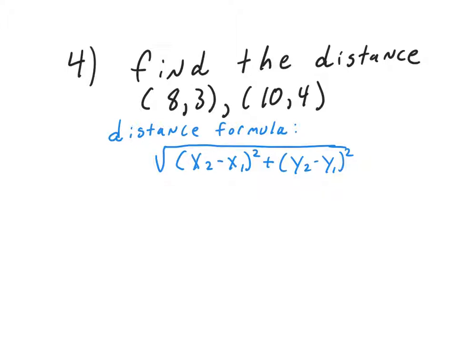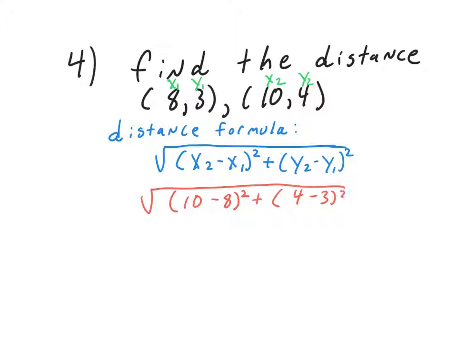So now all you have to do is plug the right numbers in. So this one up here, this would be x1, this would be x2, this would be y1, and this would be y2. So now all we have to do is put the numbers into our formula and get our answer. So x2 is 10, x1 is 8, then y2 is 4, and y1 is 3.